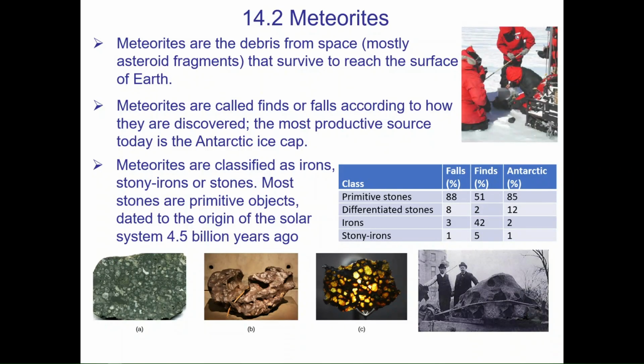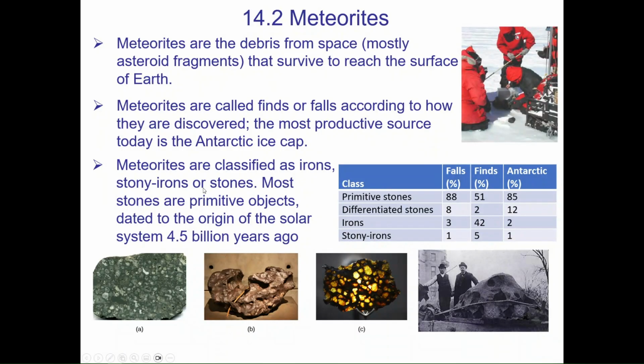Therefore, if you ever come across a chunk of metallic iron, it is either human-made or a meteorite. So you can see in the table, when we look at the finds, that is, the stones or pieces of material on the surface of Earth that look like a meteorite, a lot of the percentage is actually iron because it's easier to identify.